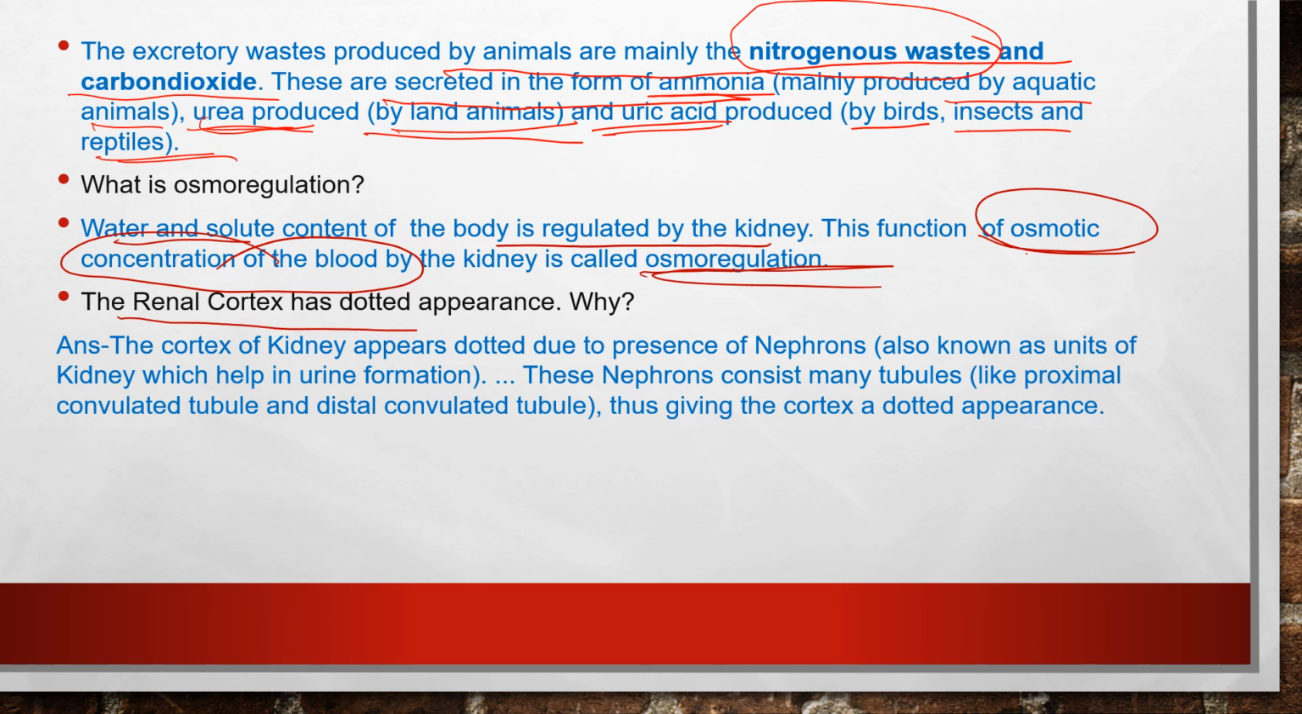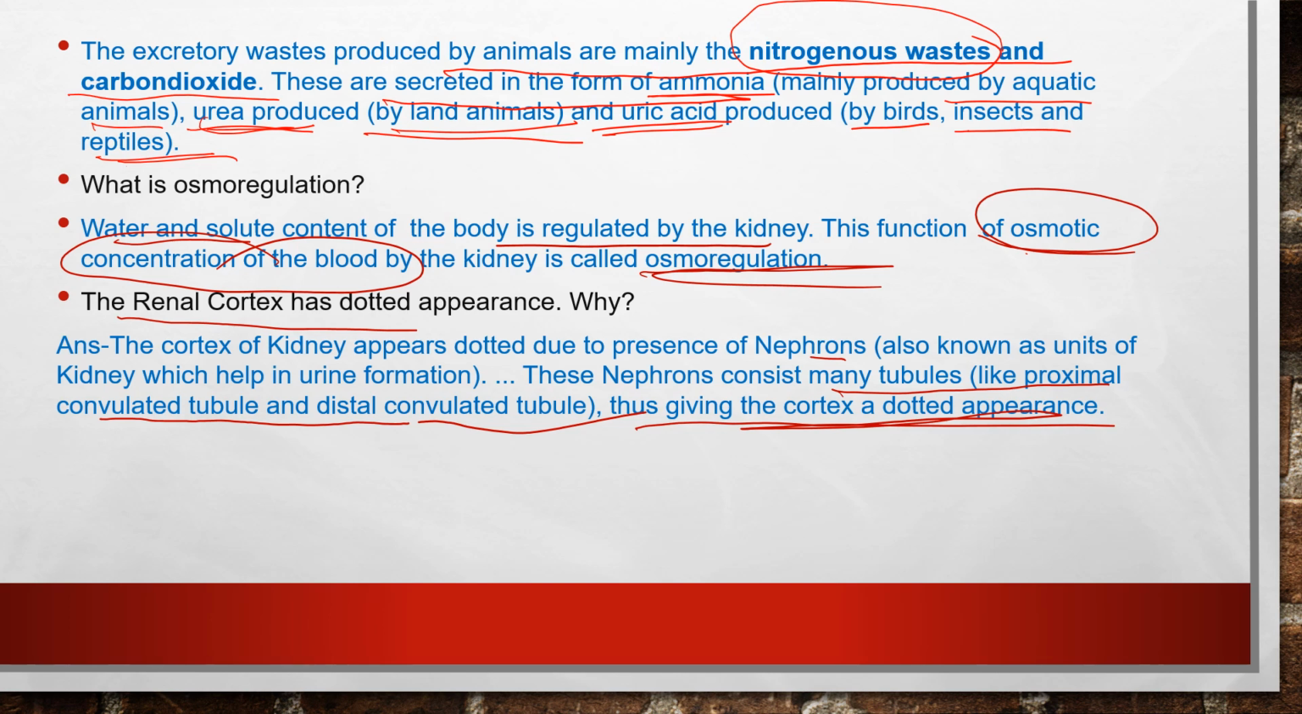Okay, so nephrons, what are they? They are functional units of the kidney. And what do these nephrons do? They consist of many tubules, like the proximal convoluted tubule and the distal convoluted tubule, thus giving the cortex a dotted appearance. Is it clear? So this is a very basic answer.